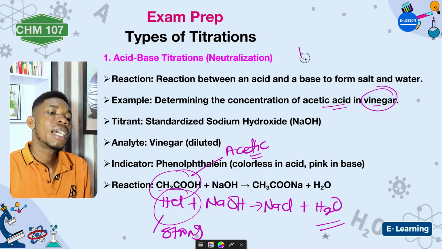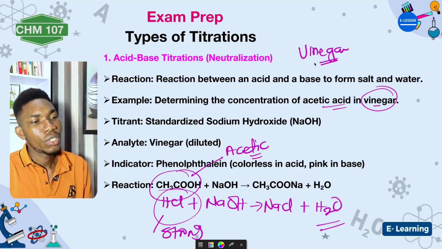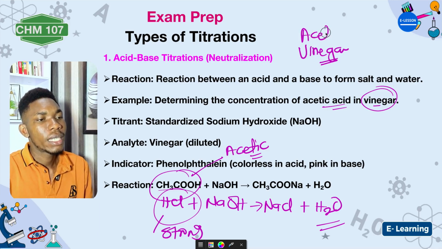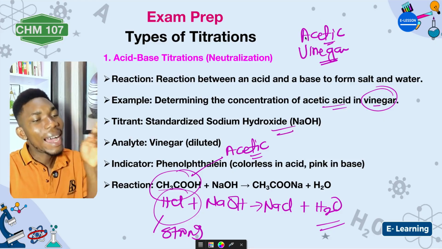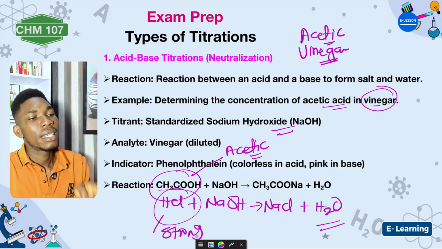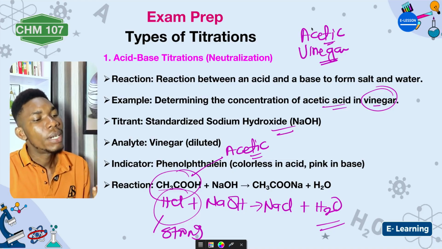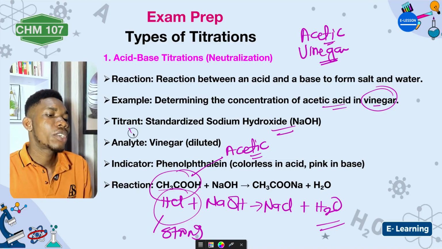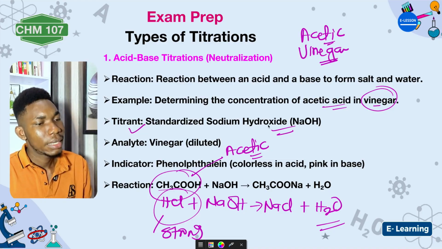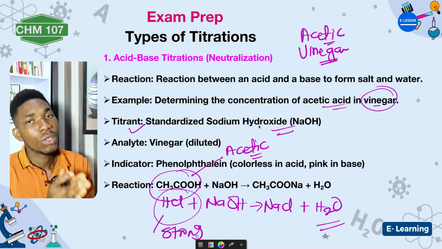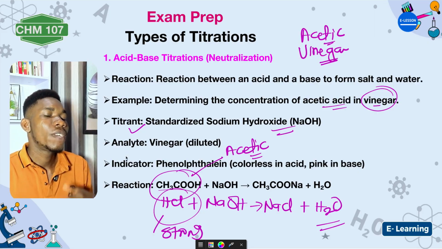So if they give you vinegar and you want to know how much acetic acid is present, you use acid-base titration, because acetic acid is what is present in vinegar. So you now use sodium hydroxide to react with the acid in vinegar, which is acetic acid. When sodium hydroxide reacts with the acetic acid, it will tell you the amount of acetic acid that is actually present. Now, in this case, your titrant is your standardized sodium hydroxide, standardized in the sense that you know the exact concentration of sodium hydroxide. Then the analyte is your vinegar, in diluted form, which contains acetic acid.